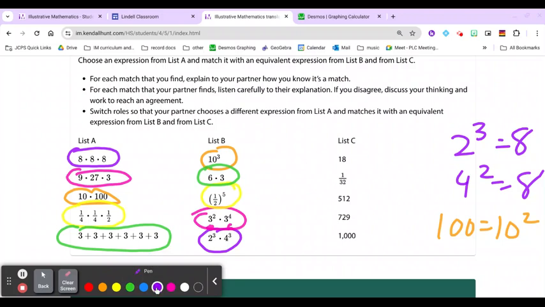8 times 8 times 8, we already looked on the calculator, that's 512. My fraction over here is very likely to match my fraction over here. My 10 to the third power is easy to say, 1,000. And 6 times 3 is 18, which makes me not have to do that really hard multiplication of 9 times 27 times 3, because that's the only option left.